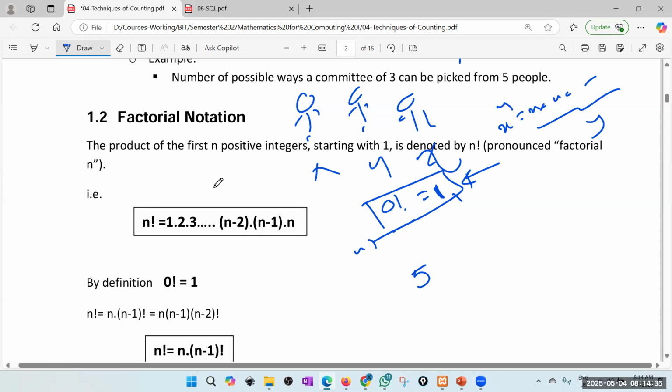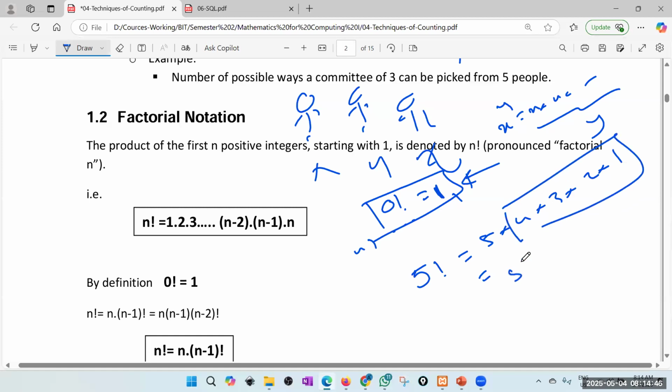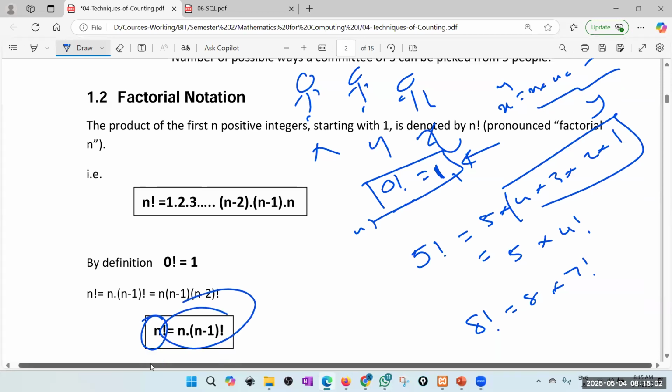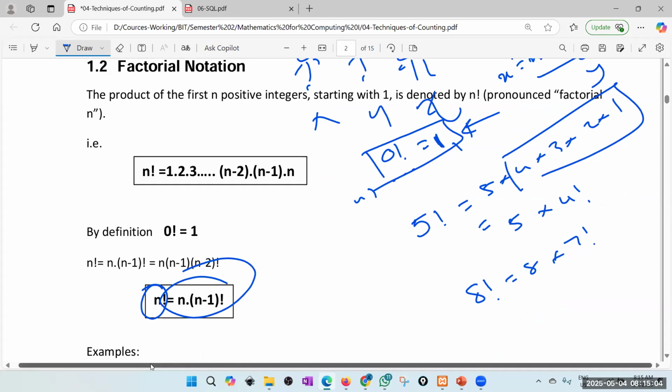And also make sure you notice that factorial 5 is 5 into 4 into 3 into 2 into 1. And if you look at this closely, this is factorial 4. So therefore, you can write factorial 5 is 5 into factorial 4. And likewise, factorial 8 is 8 into factorial 7. And in general, factorial n is n into factorial n minus 1. So those are important observations that you need to take when it comes to factorial.